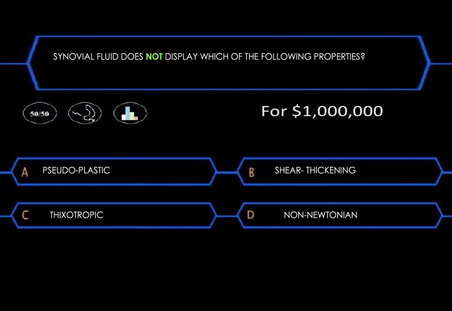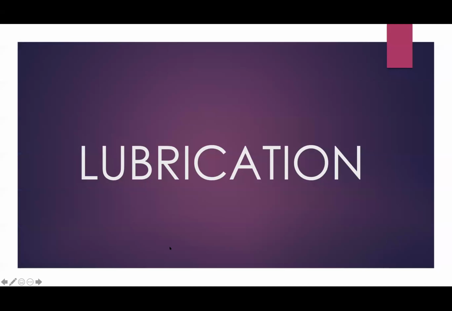And for $1 million, which of these does synovial fluid not display? Well, the answer is, my friends, shear thickening. It has all of the other three properties. So we then move on to lubrication.